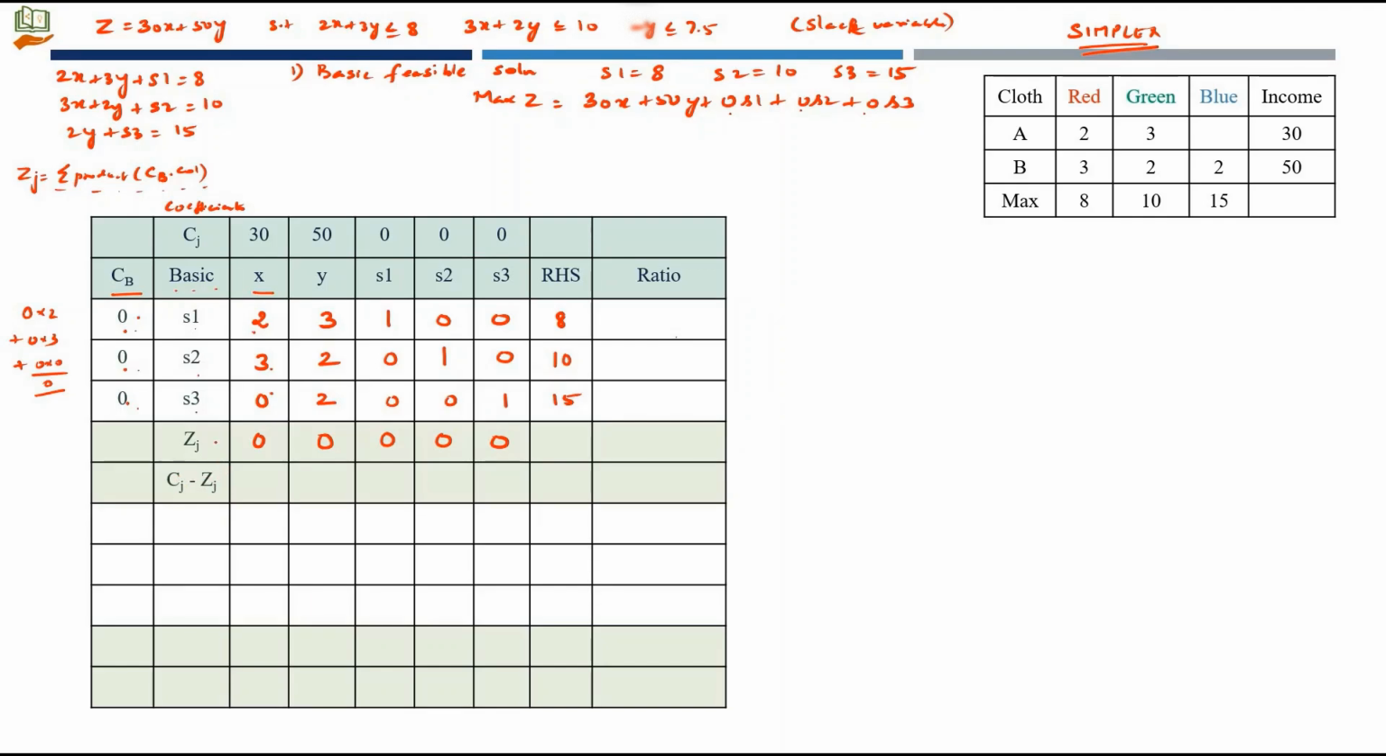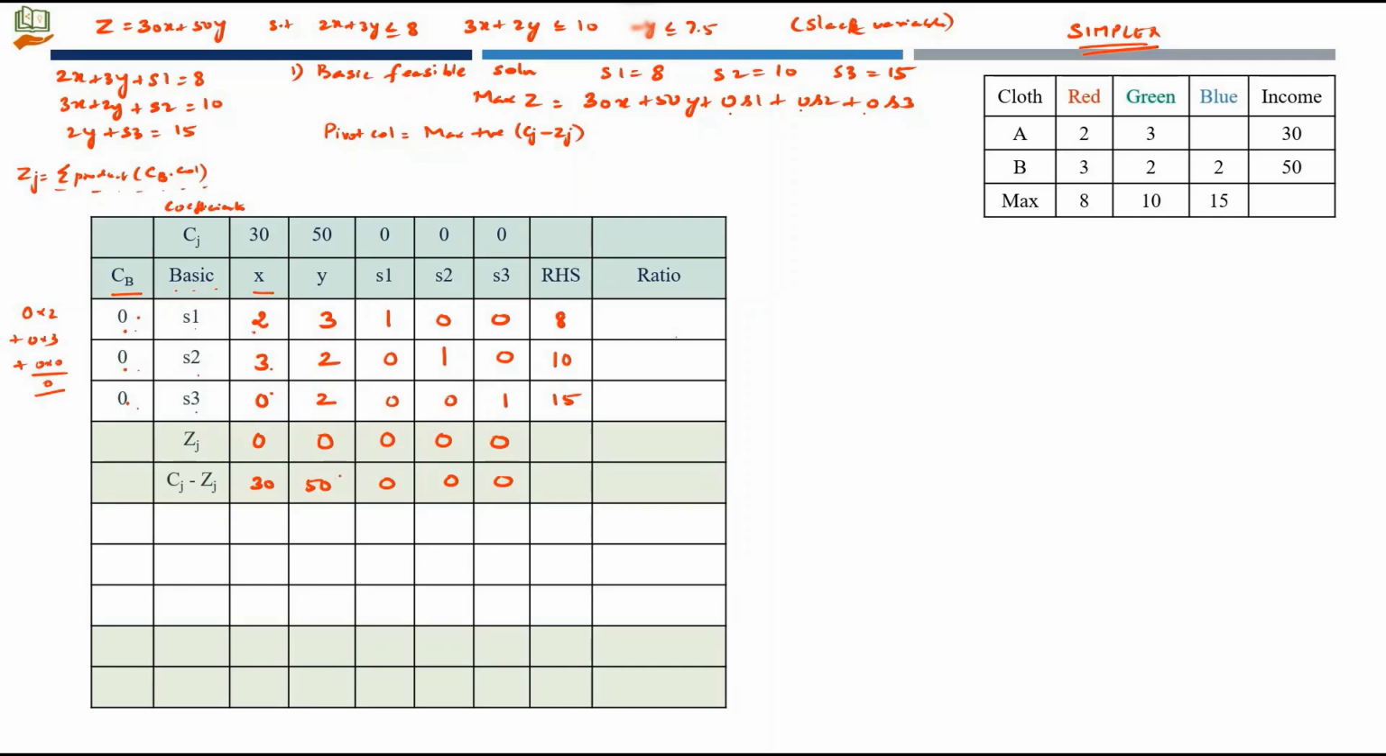Now what is Cj minus Zj? 30 minus 0 is 30. 50 minus 0 is 50. And the rest of the values are also 0 here. Regarding the pivot column, you have to choose the maximum positive value of Cj minus Zj. In case you use Zj minus Cj, you have to use the minimum value.